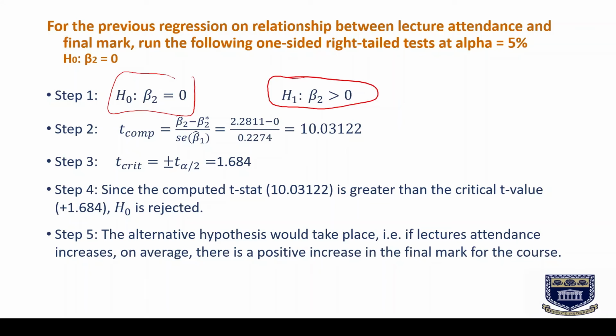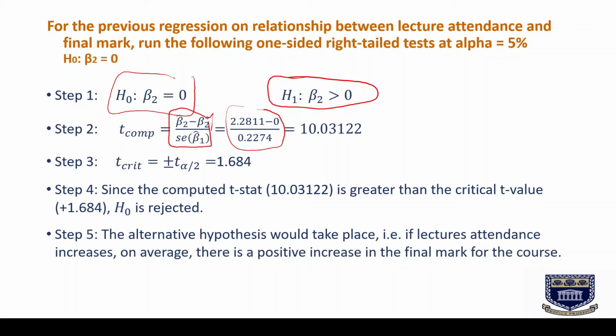And step 2 involves calculating a test statistic. So again, we just use this statistic given over here. We substitute the values, beta 2 hat being the estimate that we estimated. In this case, the hypothesized value for beta 2 is 0. So it's 2.2811 minus 0, and we divide that by the standard error for beta 2, which is given in the table. And when we simplify, we obtain a test statistic of 10.03113122.